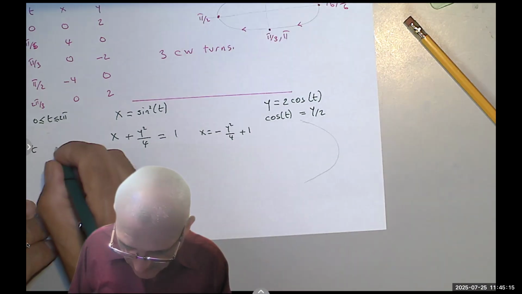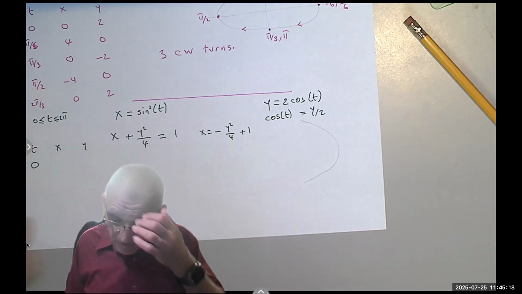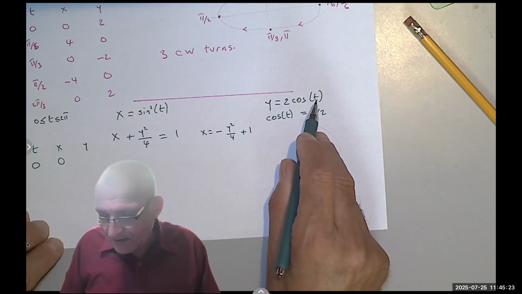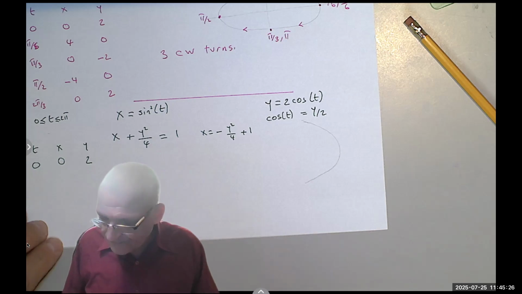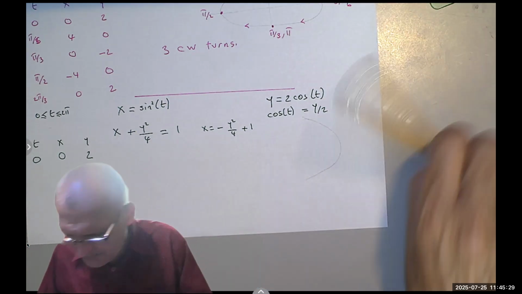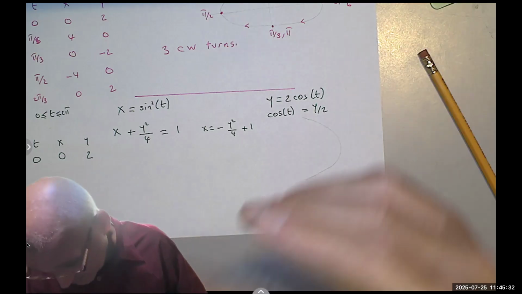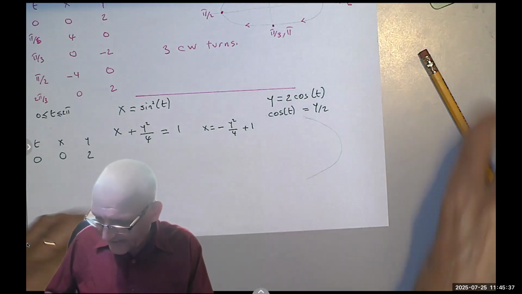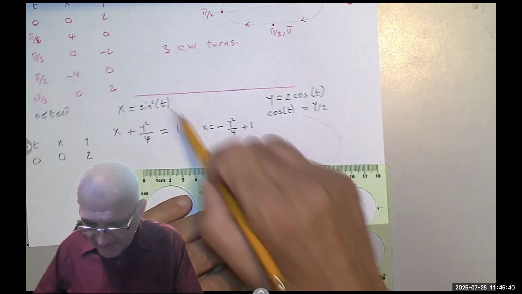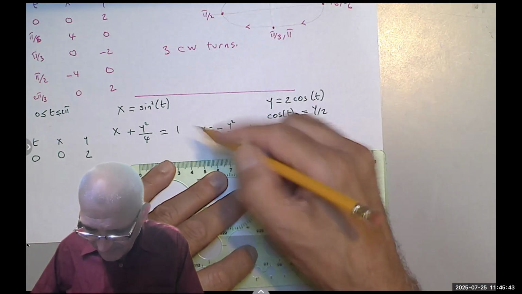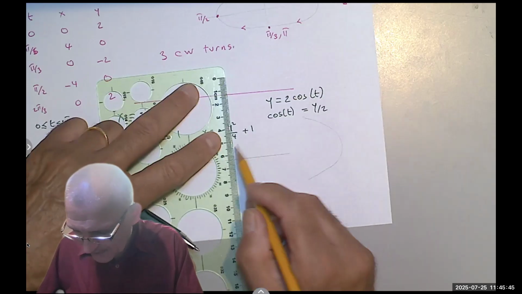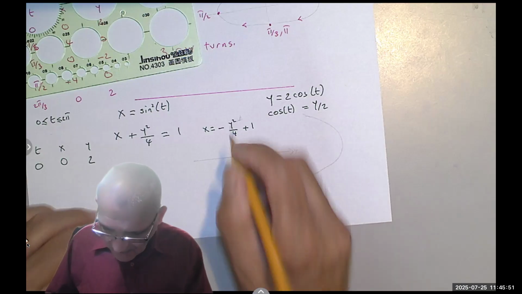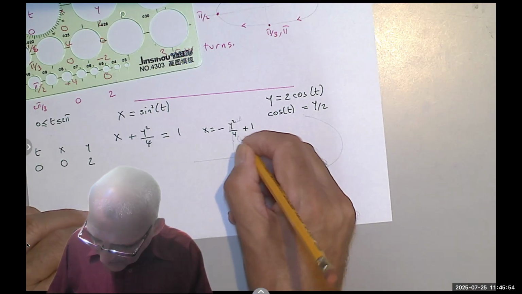Again, t, x, y. When t is 0, sine 0 is 0, but cosine 0 is 1 and y is 2. So I am at point 0 and 2. In fact, let's just forget about that. Even if you don't know that this is a parabola, and you have the x and the y, you are starting here at 0 and 2.